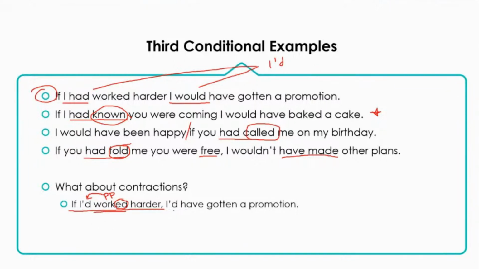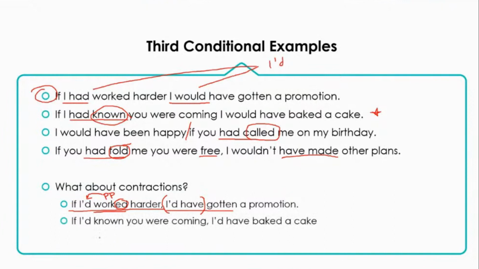And our second part, I'd have gotten a promotion. So what makes more sense? I would have gotten a promotion or I had have gotten a promotion? It'd be I would have, right? And often in these conditionals, we use the phrase I would have. So I'd have means I would have.